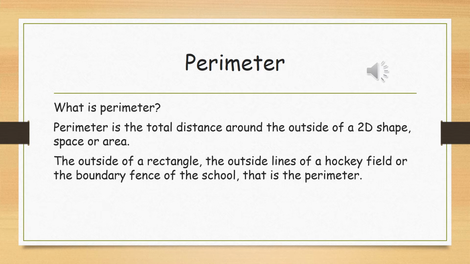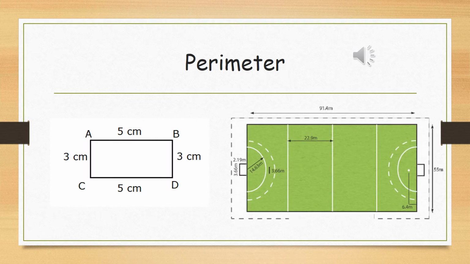That is the perimeter. So if you look at this first shape, it's a rectangle. You can see the perimeter goes from A to B, B to D, D to C, and then C back to A again. So it's 5 centimeters, 3 centimeters, 5 centimeters, and 3 centimeters. The next picture is a hockey field. If you look at the horizontal line, the sideline is 91.4 meters, and the goal line is 55 meters. And then obviously because of the rectangular shape, the opposite sides are equal lengths.